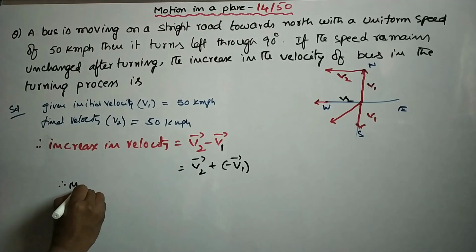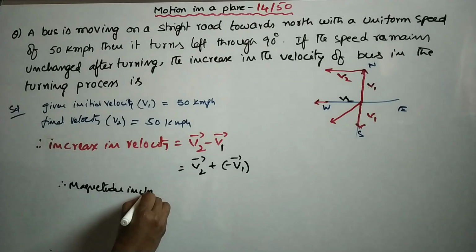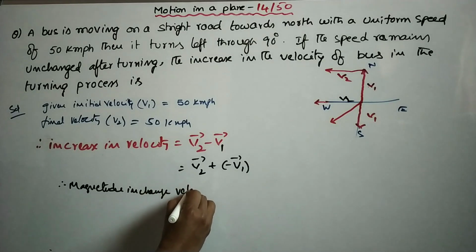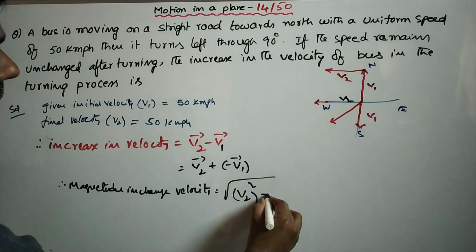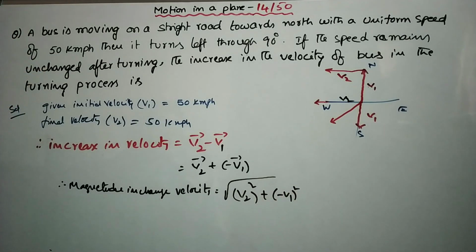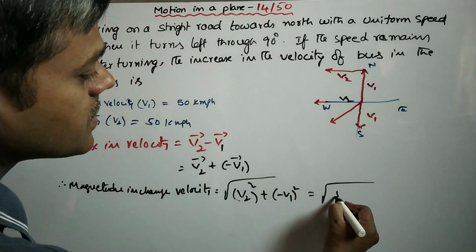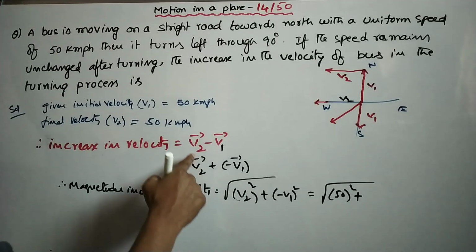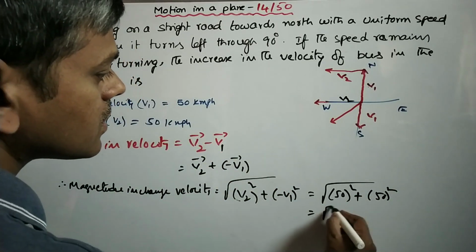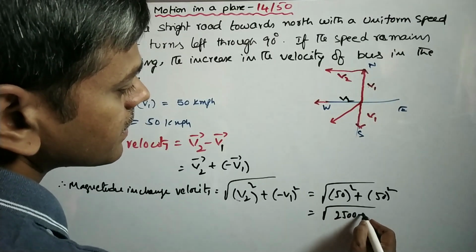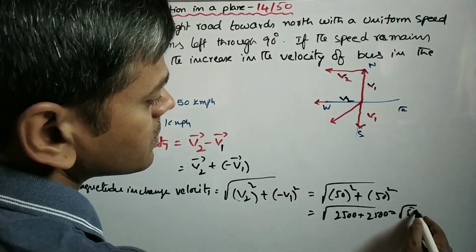Therefore you can calculate the magnitude of change in velocity, which is equal to the square root of v2 squared plus v1 squared. v2 is the same 50 km/h, so 50 squared plus v1 is 50, so 50 squared. So you get 2500 plus 2500, which is root over 5000.